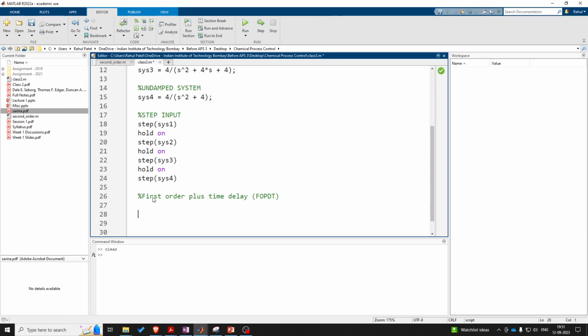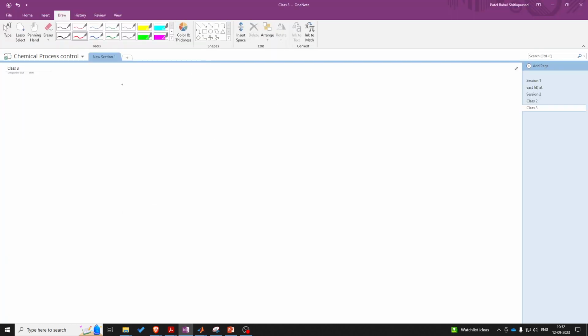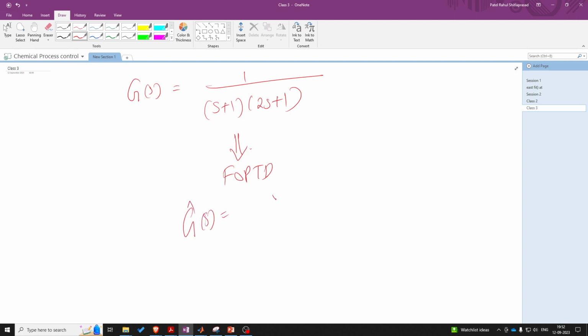So let's take an example of this system that we discussed. If the transfer function is given by 1 upon (s plus 1)(2s plus 1), for this system I have to write a FOPTD model, that is, G in terms of e raised to minus tau d s upon (tau s plus 1).